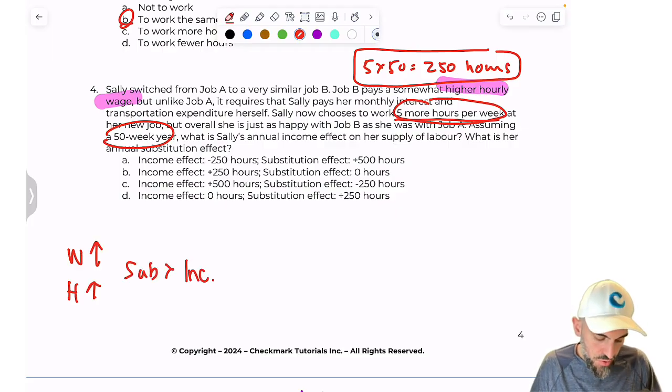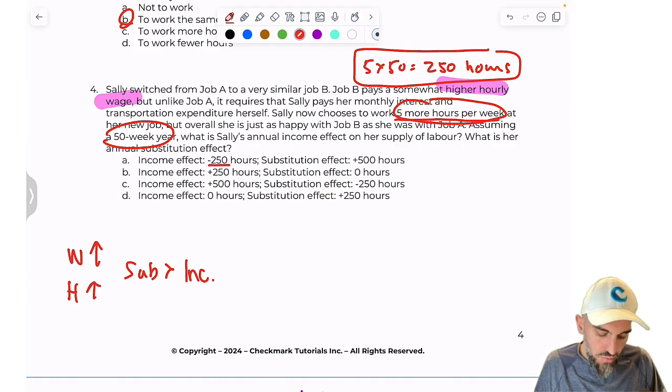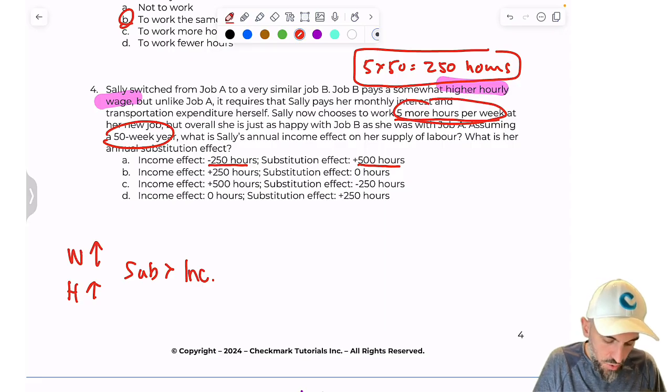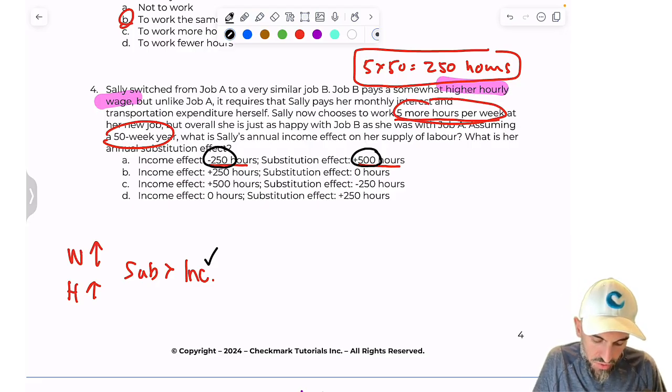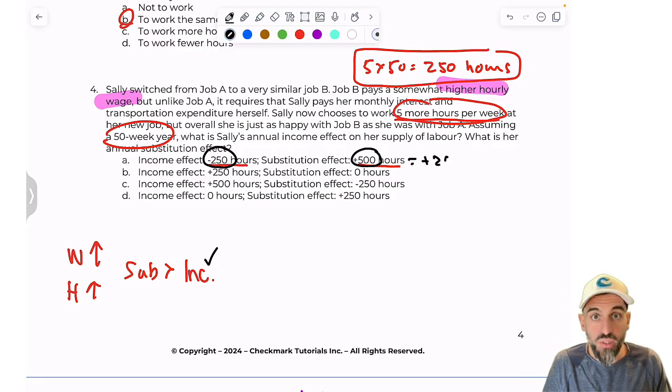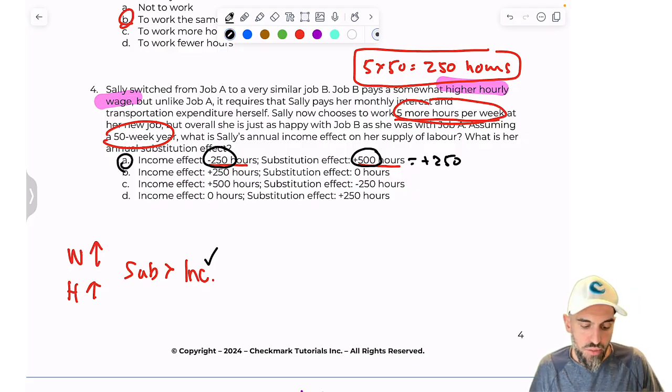So let's look at the numbers. Here it says the income effect was minus 250 and the substitution effect was 500. So the substitution effect is greater than the income effect. When you put the two together, the net effect of minus 250 plus 500 is plus 250. So the answer here is A. This is the one that fits perfectly with what we read in the story.